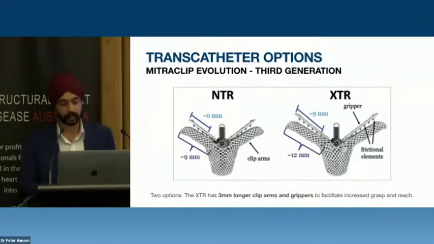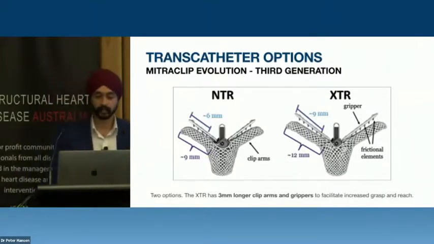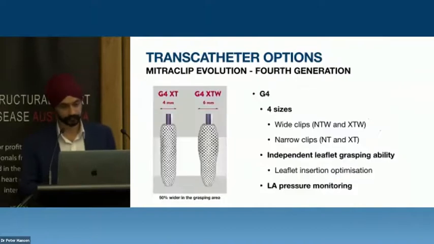So the XTR has 3 millimeter longer clip arms, as you can see there, and it's got 3 millimeter longer grippers. And that means that you can grab more of the leaflet, but you do need more leaflet to grasp, obviously, and it increases grasp and reach. We will hopefully soon have the 4th generation, and certainly overseas people do have access to this.